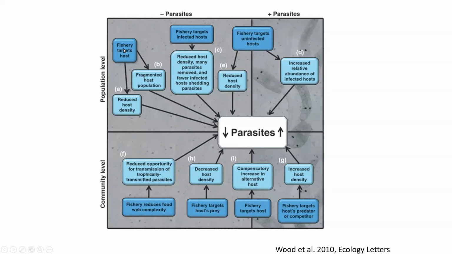And it really depends on the fishery itself, whether it's targeting a host, infected hosts, specifically uninfected hosts, or other members of the community, like the prey or the predators. And so the take-home message is that depending on the fishery and how it acts on a population, you can have all kinds of different predictions you might make about how it could alter the epidemiology of a specific disease.